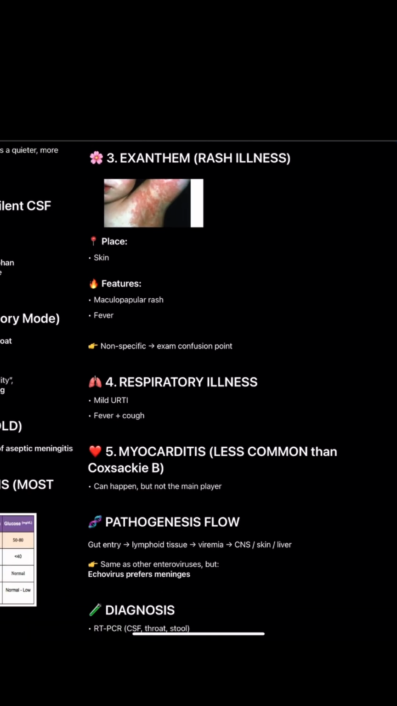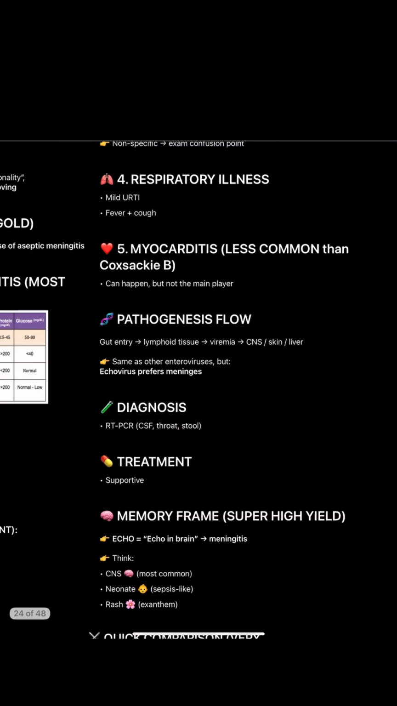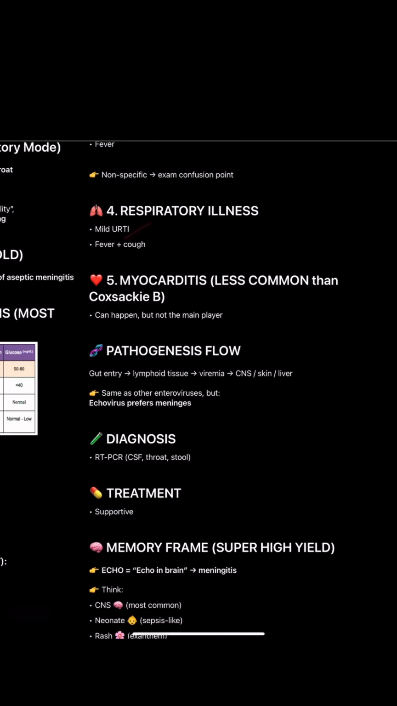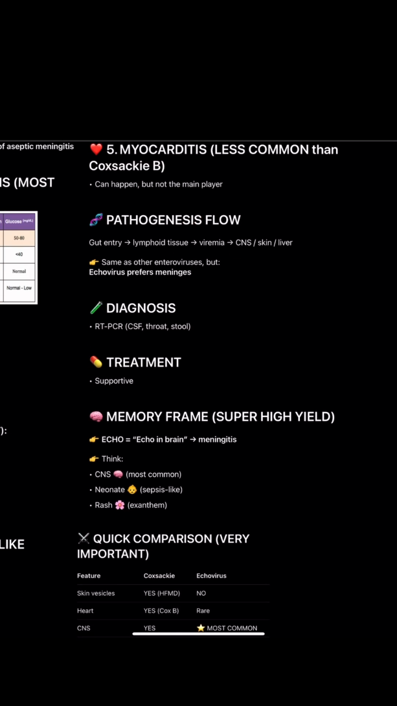Then exanthem, rash: illness in the skin, maculopapular rashes, with fever, non-specific. Respiratory illness: mild URTI causes fever and cough. Myocarditis is less common than with Coxsackie B. The pathogen is not infiltrating tissue, it is viremia. CNS, skin and liver: CNS is to be remembered. Skin: exanthem. Liver: neonatal sepsis-like illness. Same as other enteroviruses, but echovirus prefers the meninges.